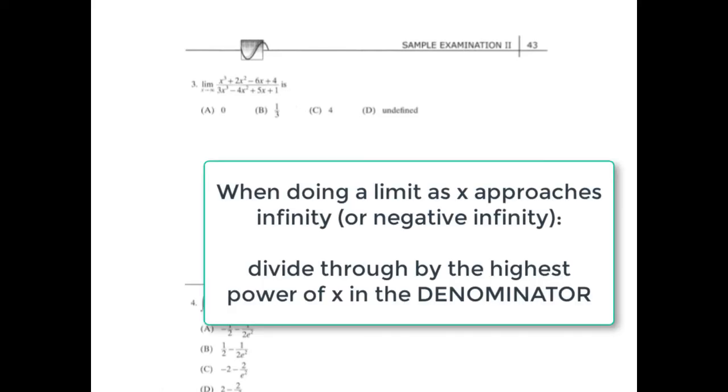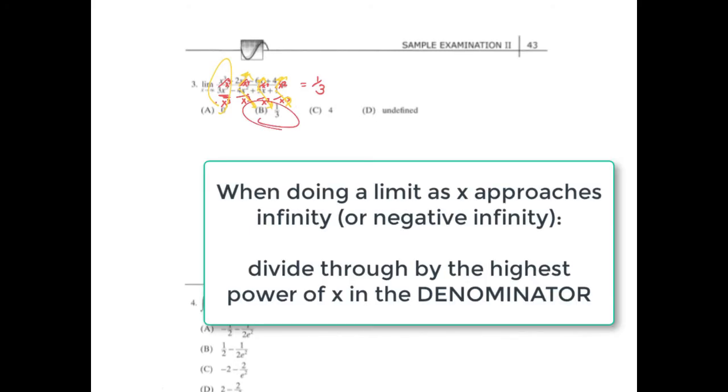I wanted to go over some problems now from the 10th edition of the book. Let's start with number 3 right here. So this is a limit as x approaches infinity. Since I'm doing a limit as x approaches infinity, I need to divide through by the highest power of x in the denominator. The highest power of x in the denominator is an x cubed. And so I'll divide everything by an x cubed and do the same thing on the top.